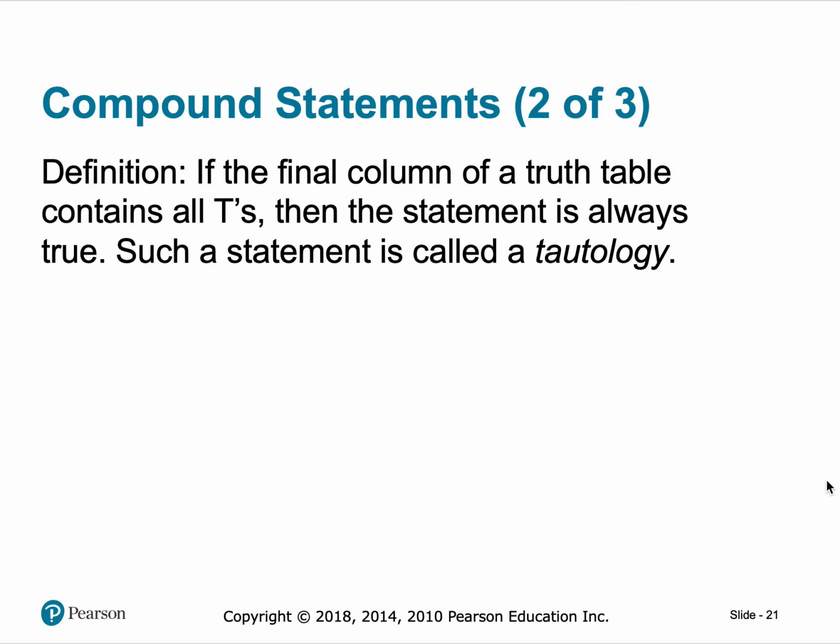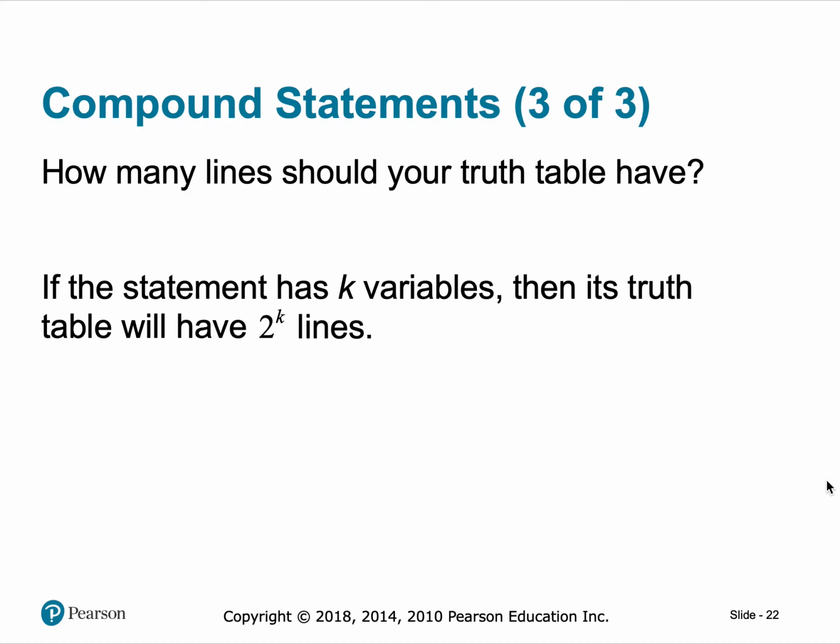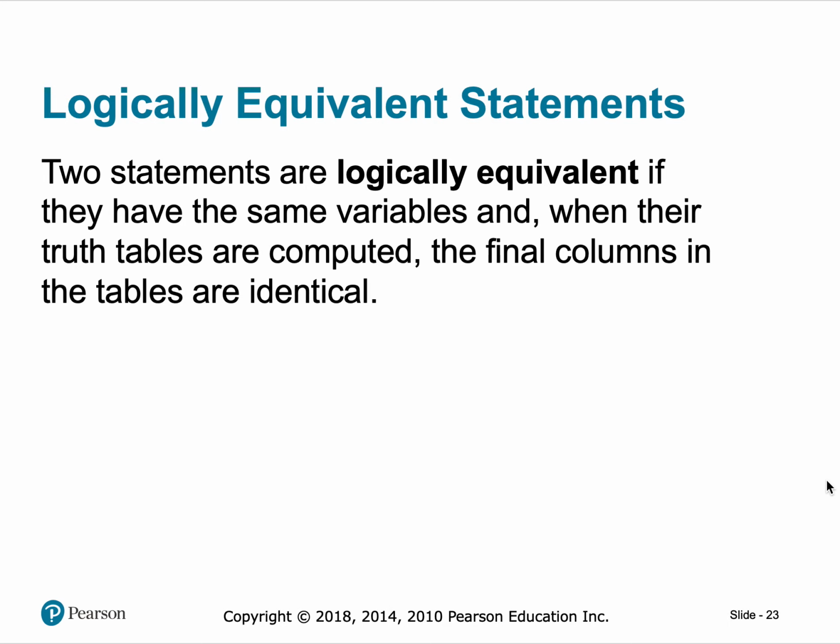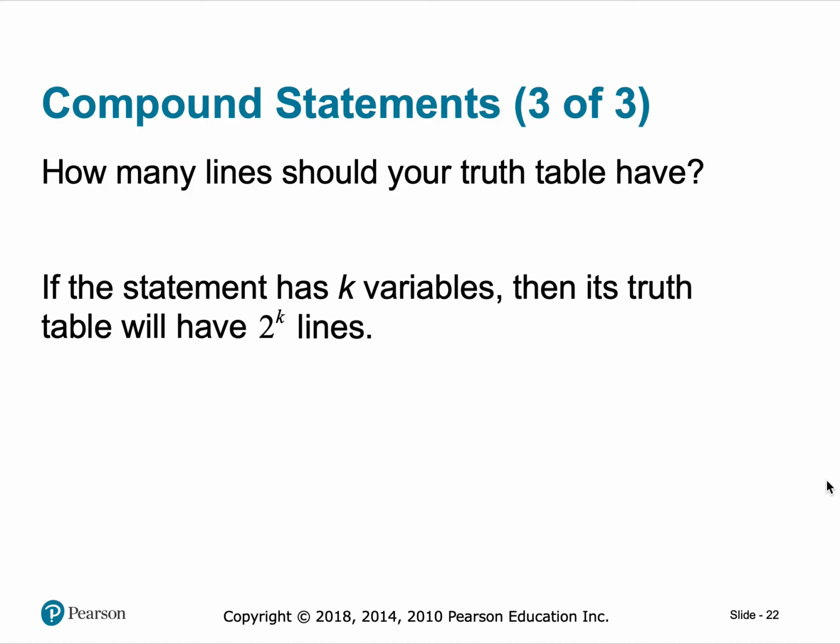If the final column of a truth table contains all T's, then something is always true, and we call it a tautology, meaning it's always going to be true. How many lines should a truth table have? This is a great question. If the statement has k variables, then its truth table will have 2 raised to the k lines. So if I have a compound statement with 2 statements, like in the example earlier, the sky is blue and the sky is not blue, P and Q, 2 to the 2 is 4. So that tells me the truth table will have 4 lines.